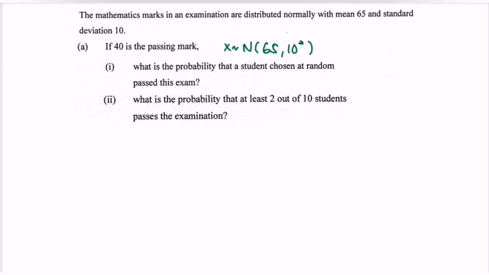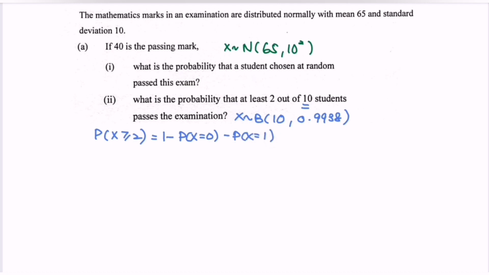Continue. What is the probability that at least 2 out of 10 students pass the exam? From here, X is binomial with n equals 10, and the probability of passing the exam is 0.9938. They said at least 2, so we have 1 minus the probability that X equals 0 minus the probability that X equals 1. Make use of the formula: 1 minus 10C0, 0.9938 to the power of 0, and then 0.00621 to the power of 10.